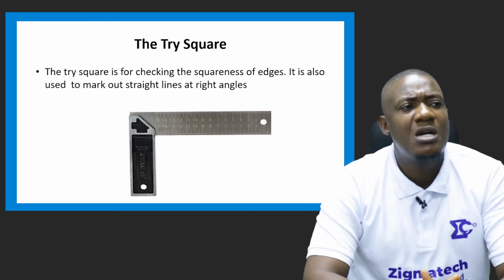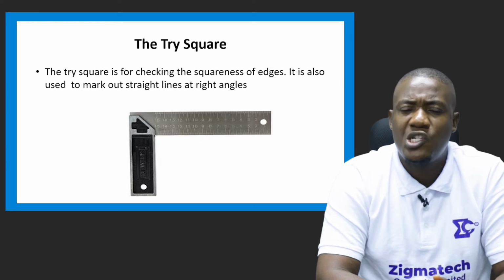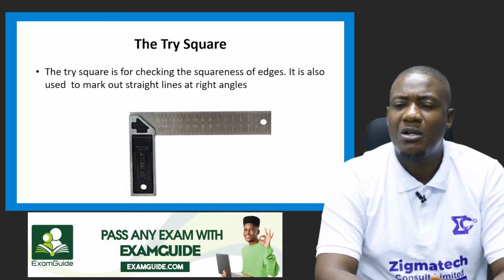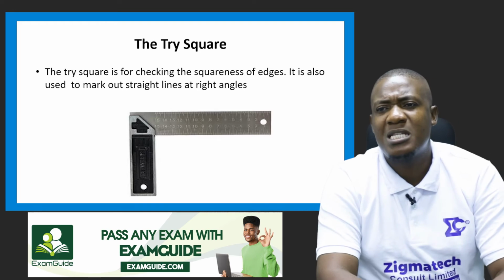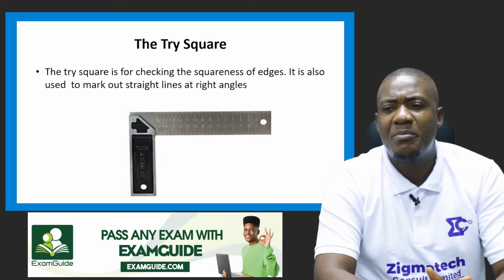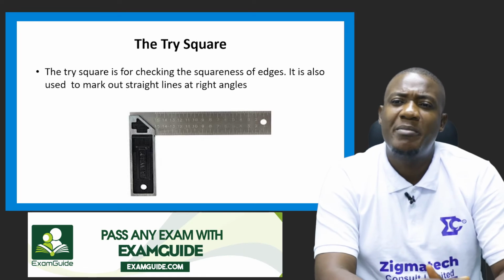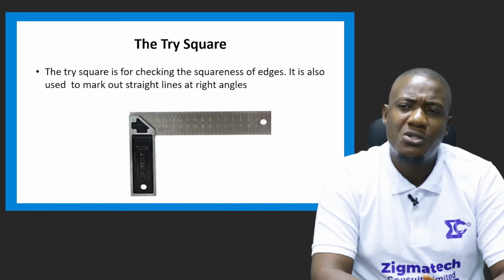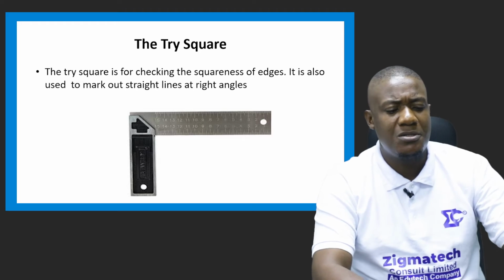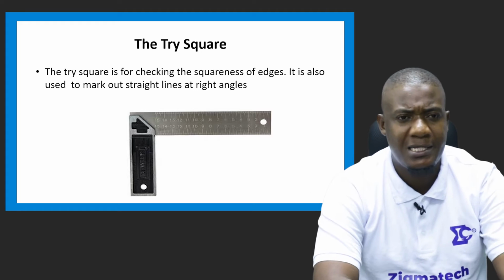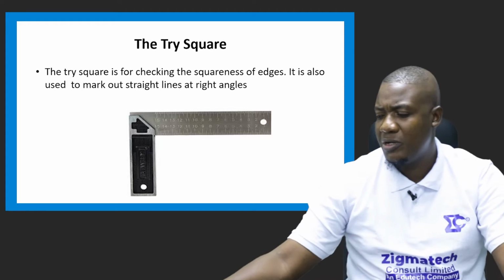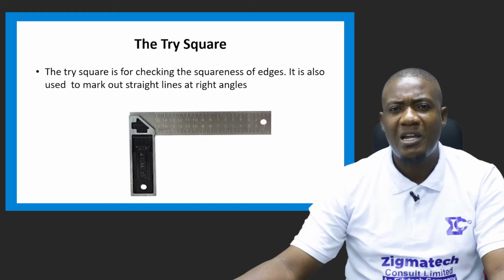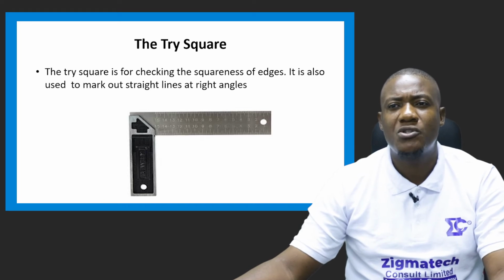It's used for checking the squareness of an edge. Is it at 90 degrees? The tri-square will do that for us. Of course, you can see that the tri-square here is made up of the handle and the blade. You see the blade there is a metal, and we have different graduations on the tri-square. So once you put your tri-square and it aligns, you can now fasten your joint with an adhesive or a fastener. Then you have your joint fixed.